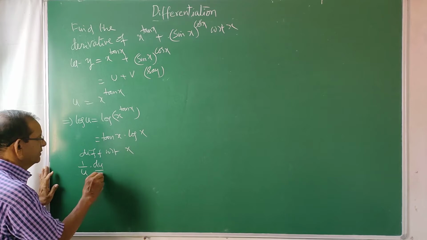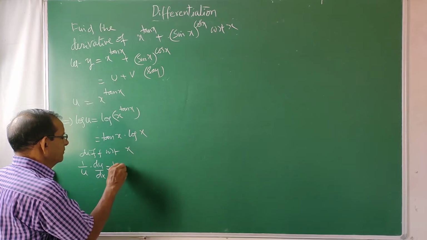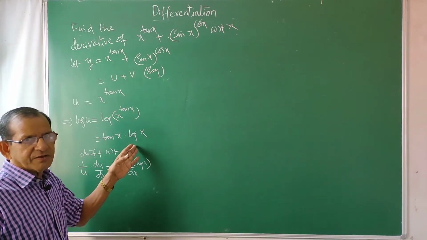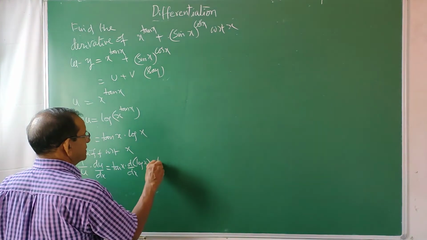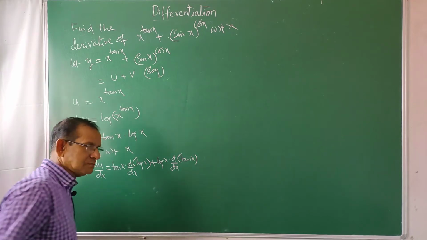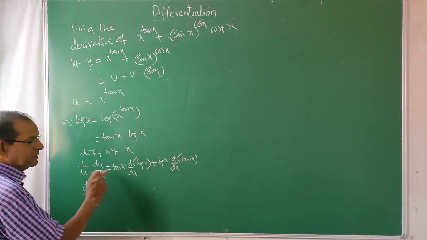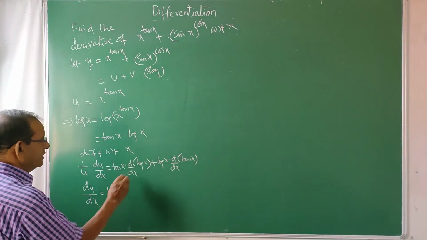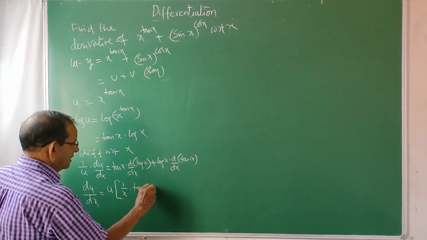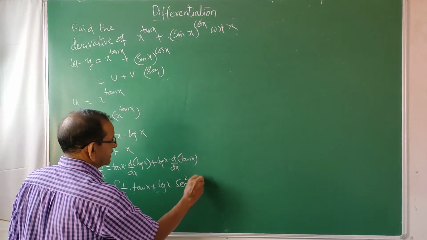is equal to tan x into derivative of log x plus log x into d by dx of tan x, using the product rule. So du by dx equals, you have to cross multiply with u: derivative of log x is 1 by x, you write first 1 by x into tan x plus log x into derivative of tan x, which is secant square x.